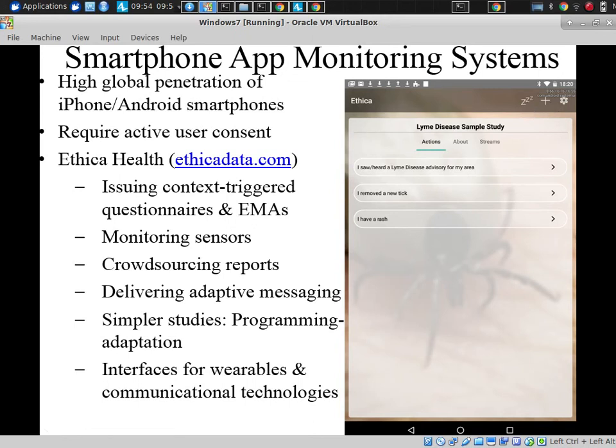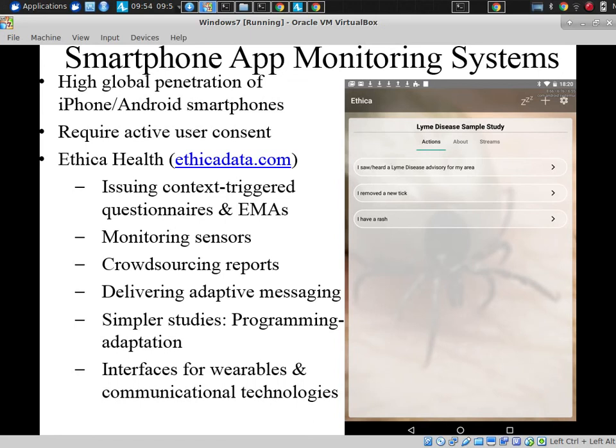So the platform that I'll be talking about is one that was spun off from our lab. It's a small company with which I am involved, which is called Ethica Health. It's a Canadian-based company at ethicadata.com. And fundamentally, it collects three types of information. It allows you to issue, without programming, these ecological momentary assessments, these mini questionnaires that allow you to probe people's reactions to issues you're interested in. So a given user of this will have different EMAs, different of these little micro questionnaires, to probe knowledge, attitudes, beliefs, and behaviors with respect to it.